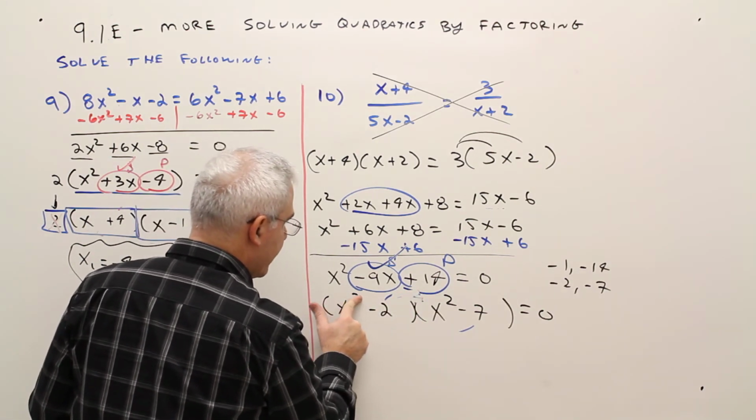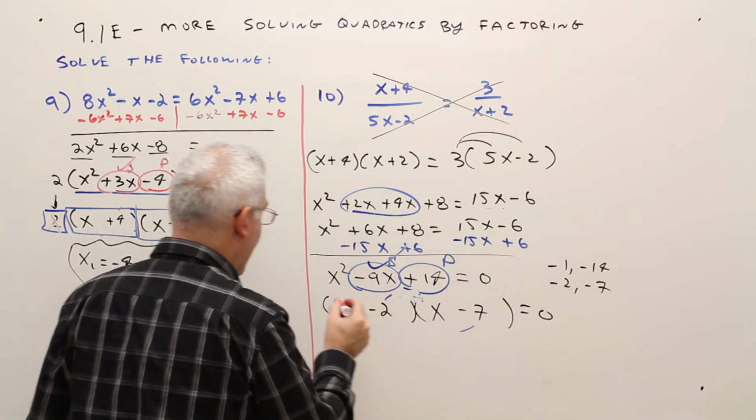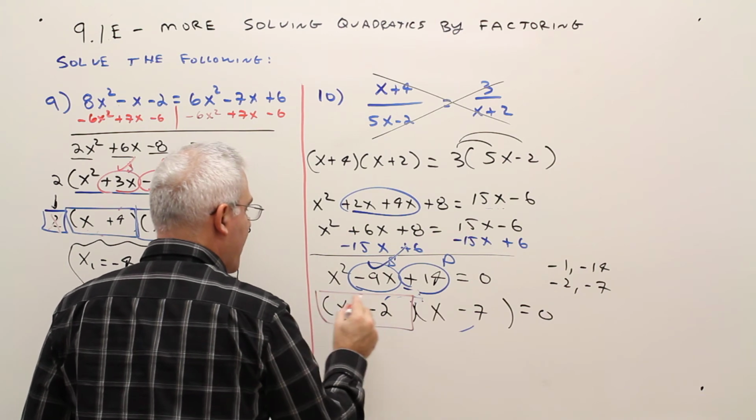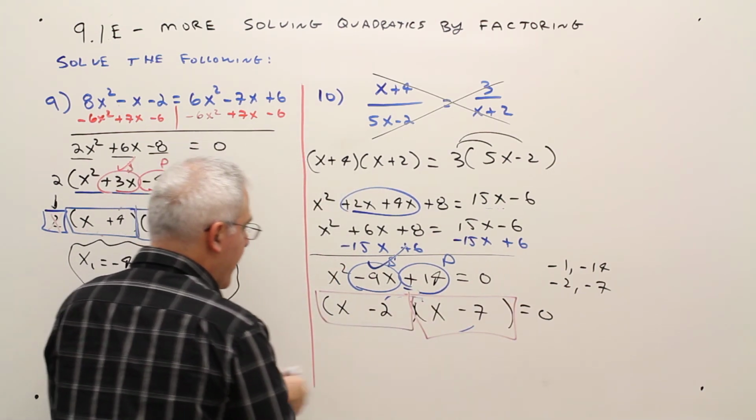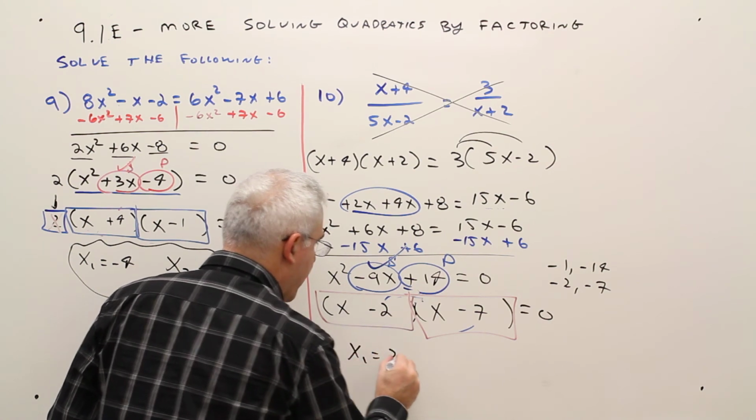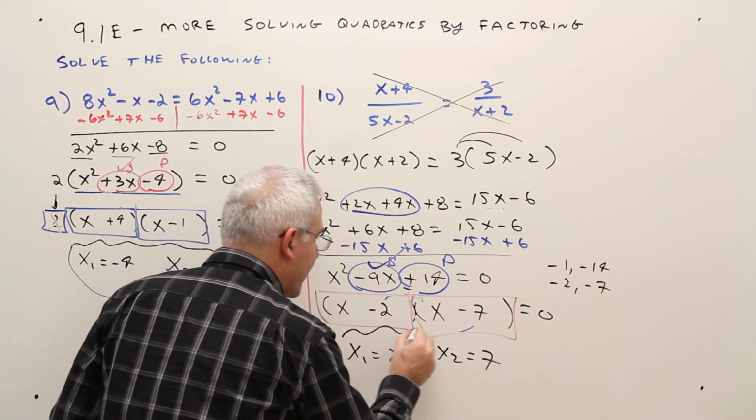This was x minus 2 and x minus 7. Sorry about that. So set this chunk equal to 0 and set that chunk equal to 0. So x sub 1 equals 2 and x sub 2 equals 7.